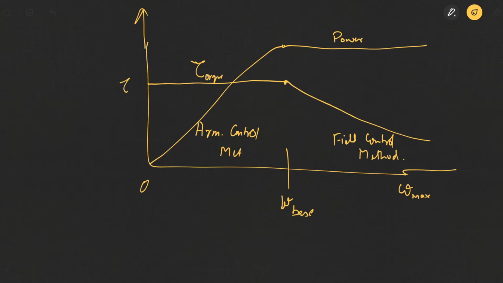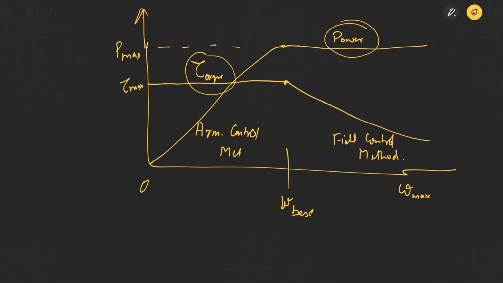This will be the maximum torque you can derive from the system, and this will be the maximum power that you can derive from the system. This is the output power of the system. P is equal to tau omega. Omega is increasing, tau is decreasing, therefore power is constant in this region, whereas in this region, from 0 to W base, power is increasing, speed is also increasing. P is equal to tau omega, therefore tau is equal to P by omega. Torque will be constant in this region.